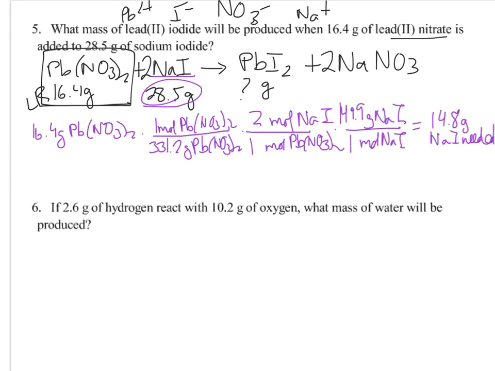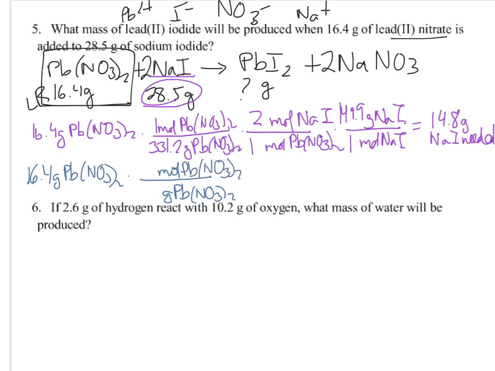So now that I know this is limiting me, I use this to calculate how much product I would form. Let's do that. I've got 16.4 grams of Pb(NO3)2. Change that to moles. So grams of Pb(NO3)2 on the bottom, moles of Pb(NO3)2 on top. 1 mole we said is 331.2 grams.